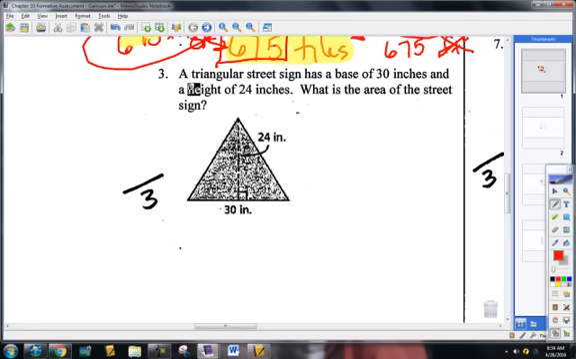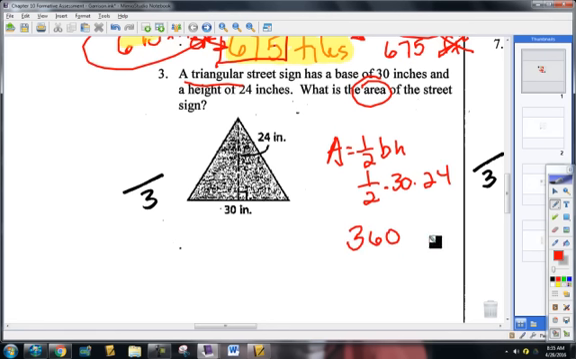Triangular street sign has a base of 30 inches and a height of 24 inches. What is the area of the street sign? Again, whenever you see area, how many points is it going to be worth? 3 points. So, as you guys should have down pat by now, the area formula is 1/2 times the base times the height. So then I'm going to do 1/2 times 30 times 24. And I'm going to get what?